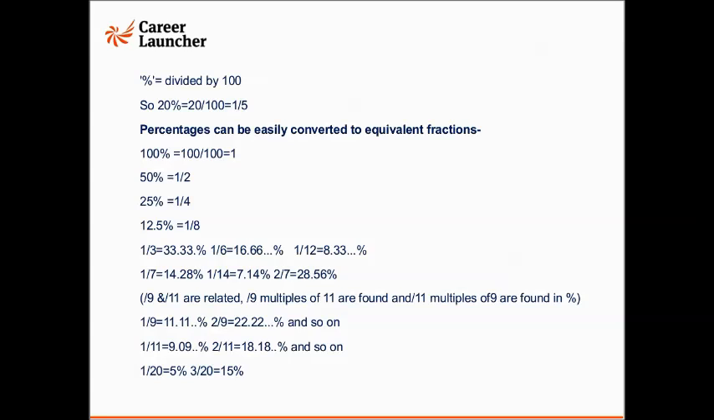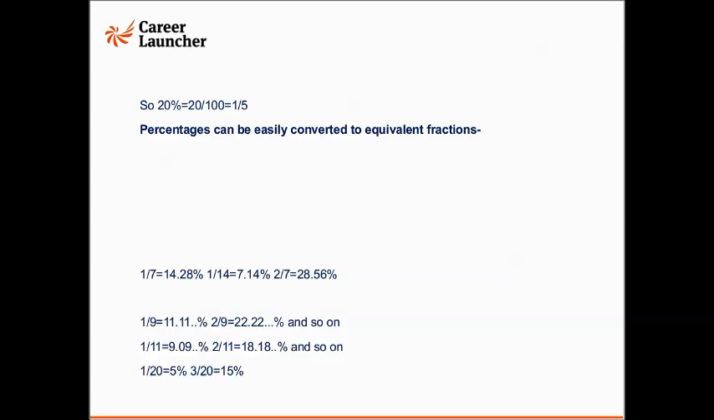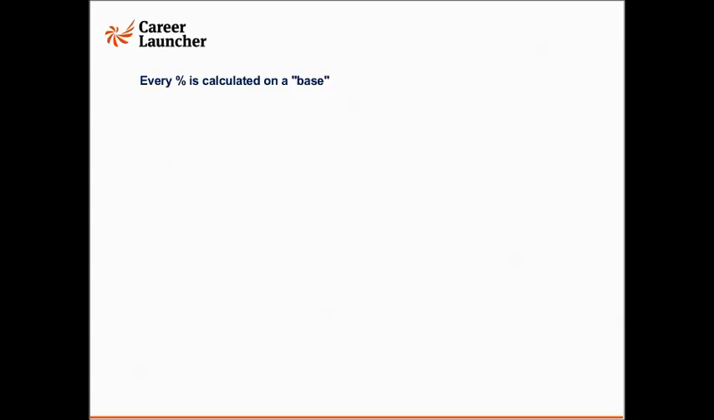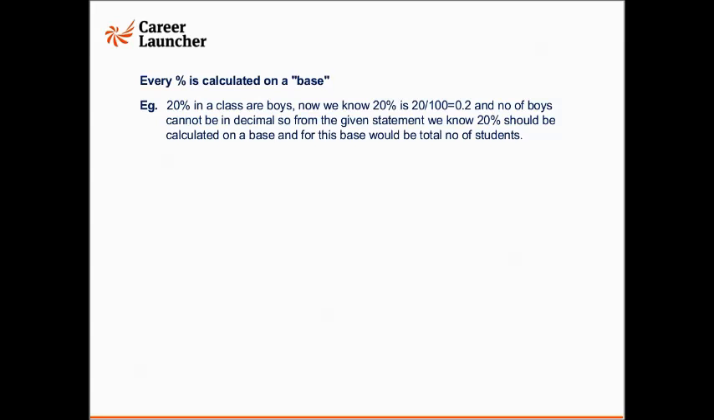Now see, every percentage is calculated on a base. If we know the base, then we can definitely calculate the percentage values. As an example, 20% in a class are boys. Now, 20% is nothing but 20 by 100, that is 0.2, and the number of boys cannot be in decimal. So we have to calculate 20% of the total number of students. But here we don't know the base.